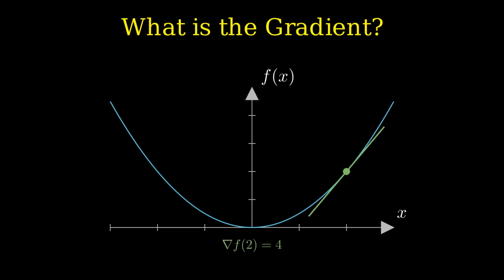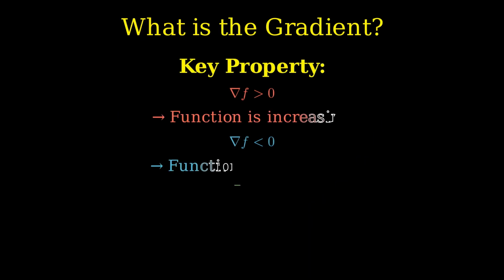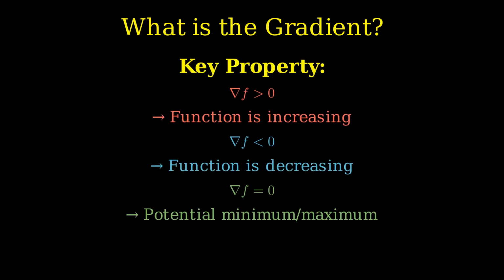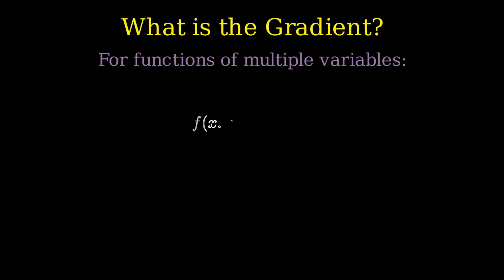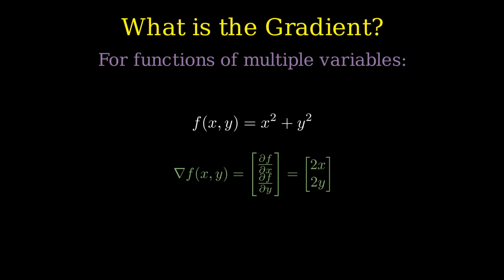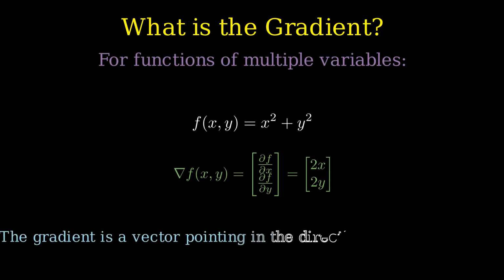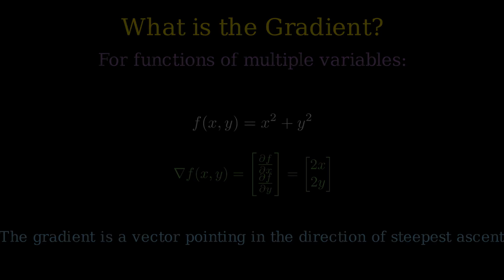Here's what you need to remember. When the gradient is positive, the function is increasing. When it's negative, the function is decreasing. And when it's 0, you found a potential minimum or maximum. For functions of multiple variables, like f of x, y equals x squared plus y squared, the gradient becomes a vector. It has one component for each variable, the partial derivative with respect to that variable. This vector points in the direction of steepest ascent. But the core idea remains the same. The gradient tells us about the slope.